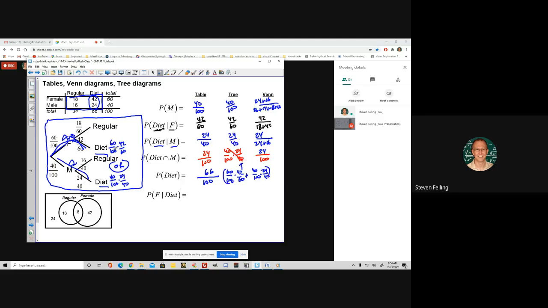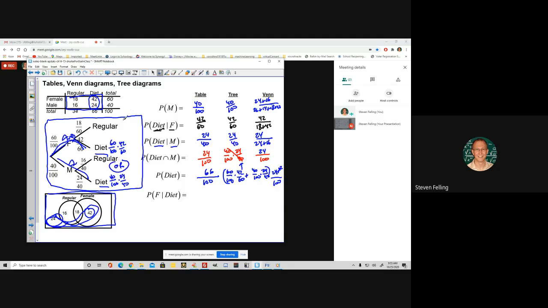So you would need this to calculate that with the tree. So the tree is the hardest method here. And then for the Venn diagram, the diet is just out of the entire group, which adds up to 100. How many of those are diet? Well, diet is everything that's not in the regular circle. So it's these two things added together, 24 plus 42, right? So depending on how you've listed it out, in some cases it's very easy to find, sometimes it's harder.